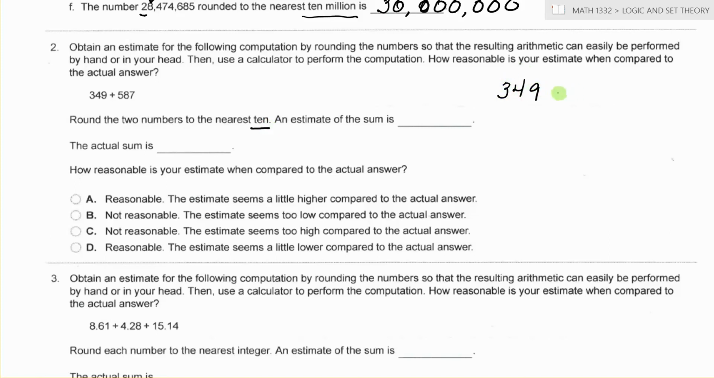So when I have 349 and I round to the nearest 10, that is 350. If I have 587, to the nearest 10 is 590. Now, if I'm going to add these rounded numbers, that means that I have 0, 14, carry the 1, 940.